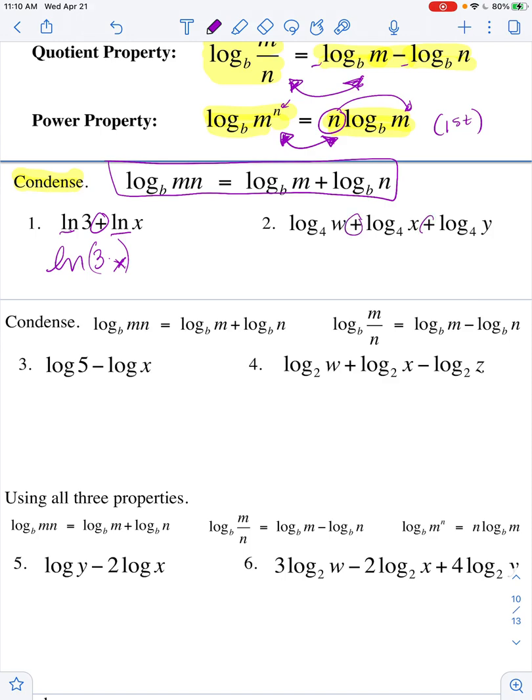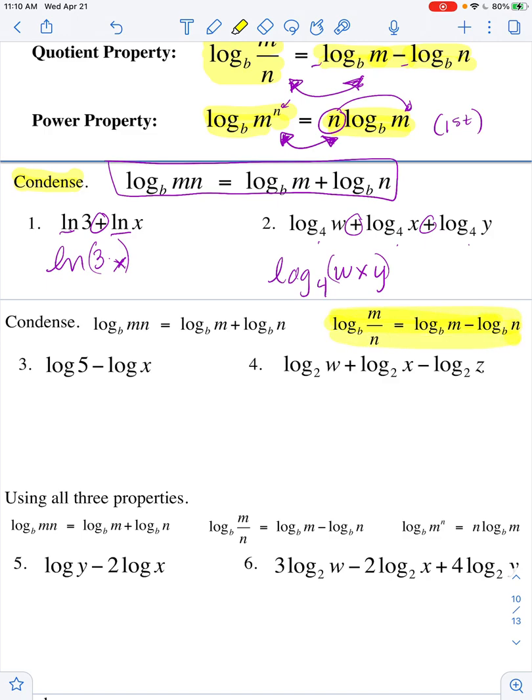These are all added. They all have the same base, so I would write them condensed as one, as w times x times y. It can be written like that. If you feel happier showing that you are condensing them and putting them together with parentheses, you can do that as well.